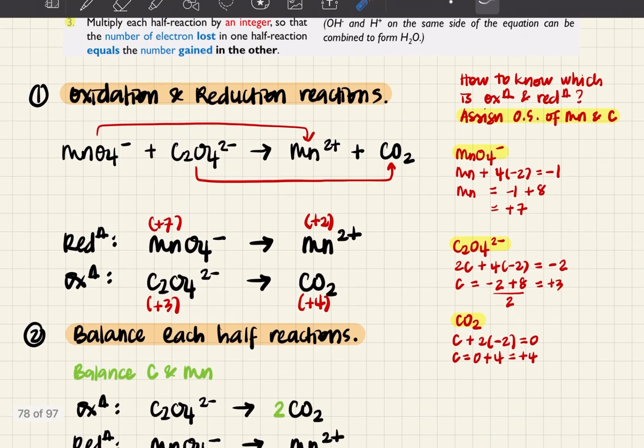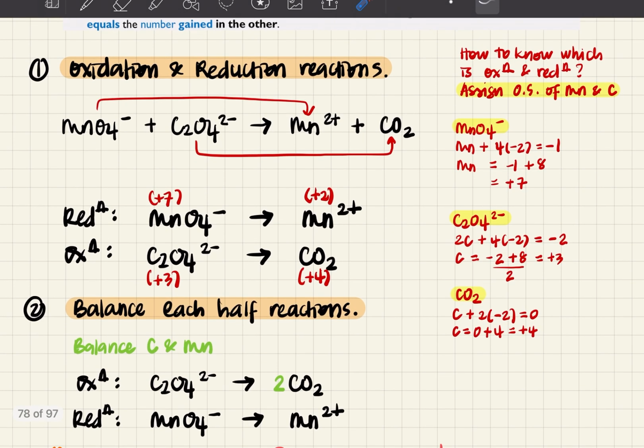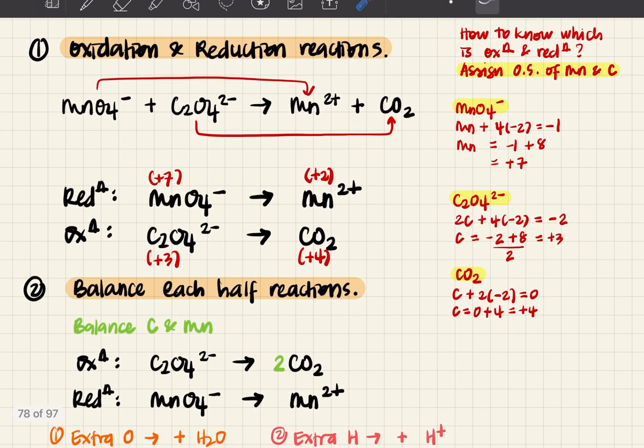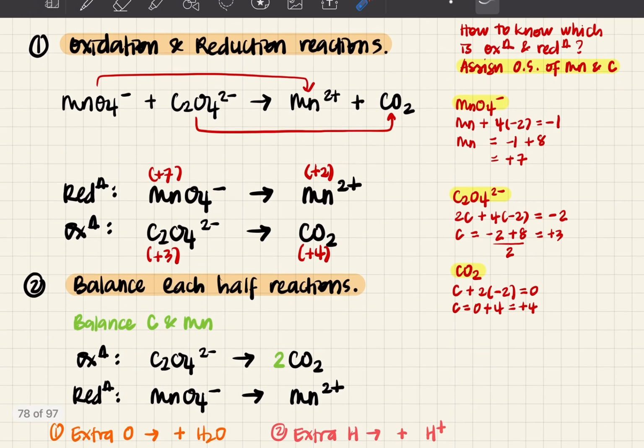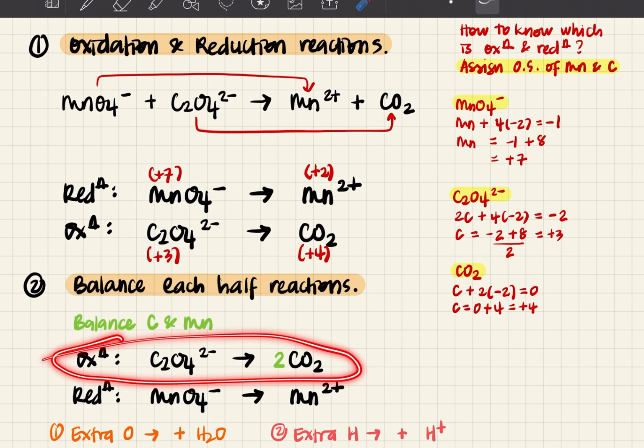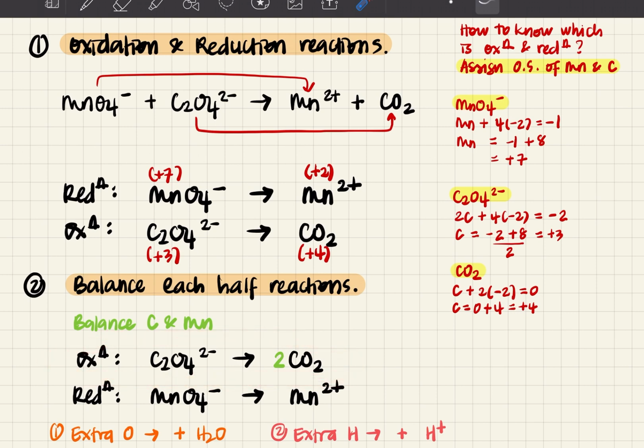Let's look. Tadi kata, for extra oxygen, you will balance by adding H2O. So kita tengok dululah dekat sini. Oxygen ada 4. Kat sini oxygen ada berapa? 4 juga. So, kena ke add water here in your oxidation half reaction? Kena tak? Tak payahlah.